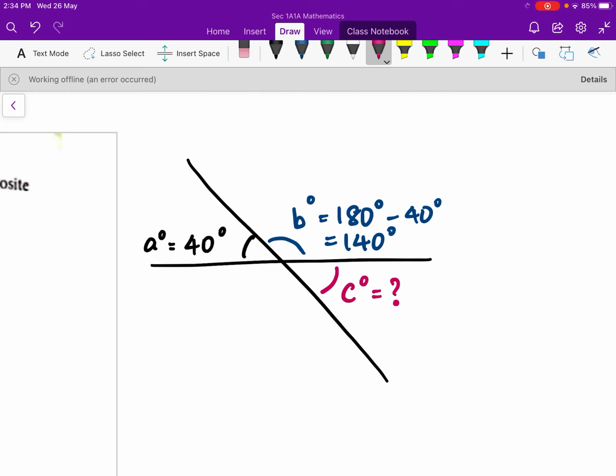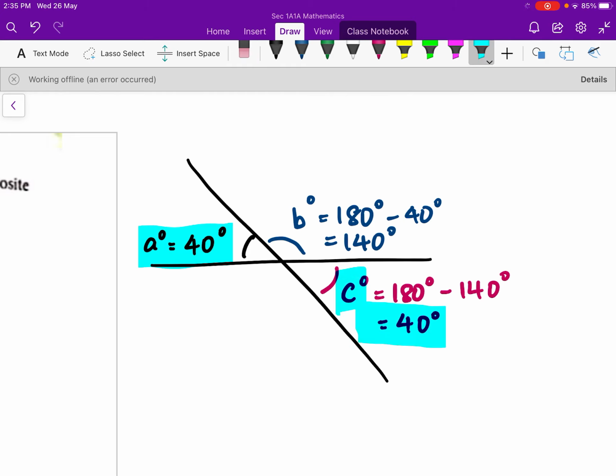Turns out, angle B and angle C, they lie on the same straight line. So I am able to find the value of angle C by doing something similar. I take 180 degrees and I minus away angle B, which has a value of 140 degrees, so leaving me with just 40 degrees. And we notice that this angle A, 40 degrees, is the same as angle C, 40 degrees.